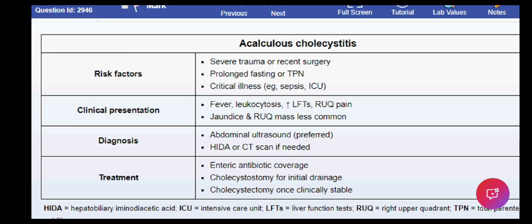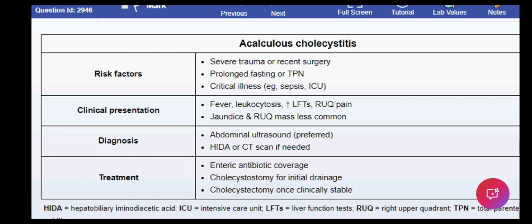What we will see: fever, leukocytosis, high liver function tests, and right upper quadrant pain. We'll see jaundice, but it's much less common. The most important ones are the fever and leukocytosis. How to diagnose? We will do ultrasound. We will see inflammation of the gallbladder or edema in the gallbladder wall. We'll do HIDA or CT if needed, but ultrasound is enough.